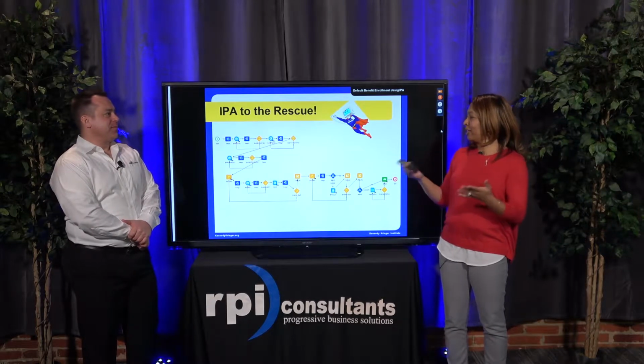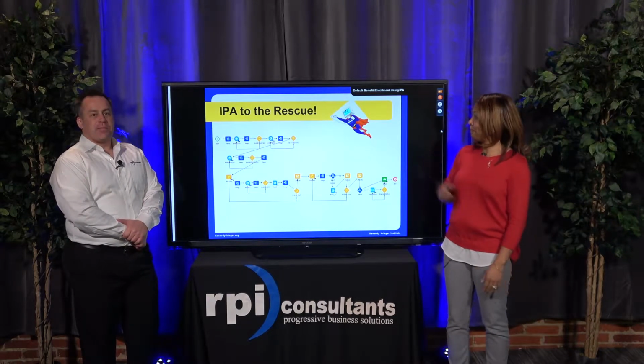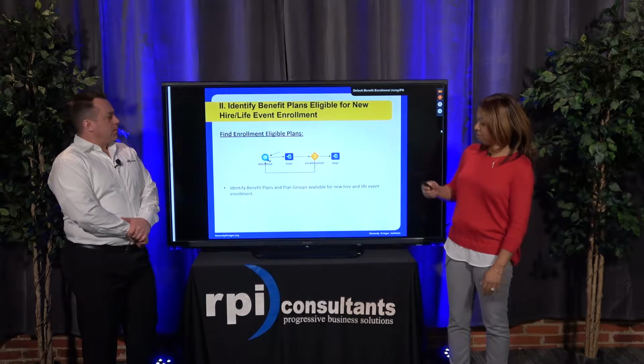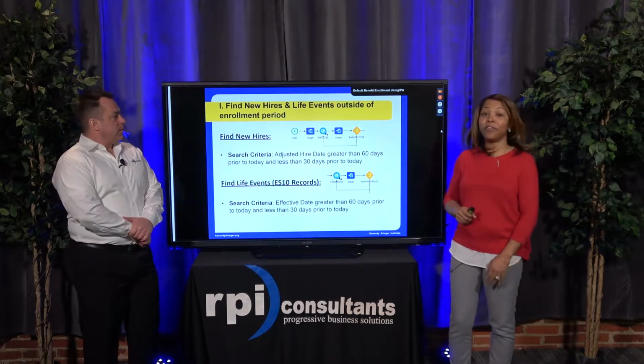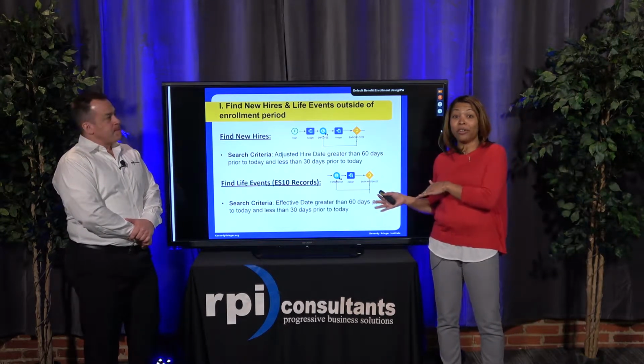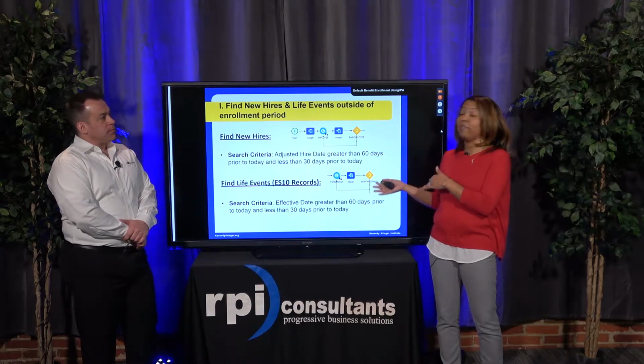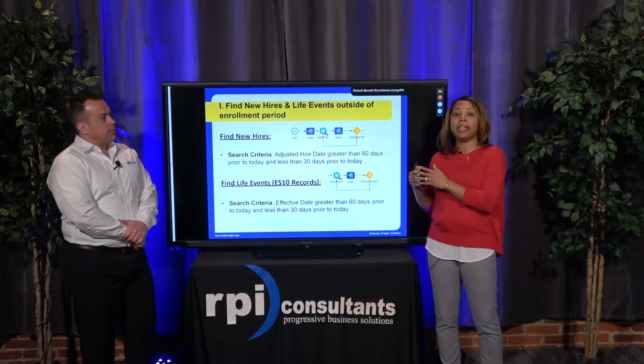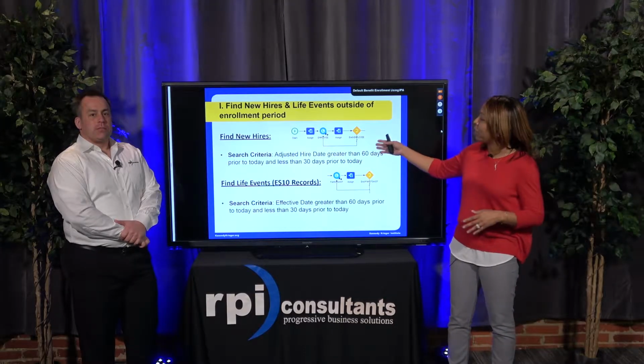So let's look at pieces of this and just kind of go through it so you can understand what the solution is that we came up with. So first, we had to find the new hires and the life events that happened outside of the enrollment period. Because that was one of the issues and the gaps that we had. We could get all the open enrollment folks, but what about the people who came on board or had changes throughout the year? So the first part of the flow does that.